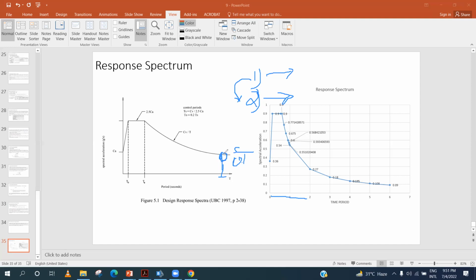what will be the peak response? The response can be displacement, acceleration, or velocity of the structure. Mostly we use acceleration. So at a particular area, for a particular ground motion, the response of different time period structures, when shown on a graph, is known as the response spectrum.